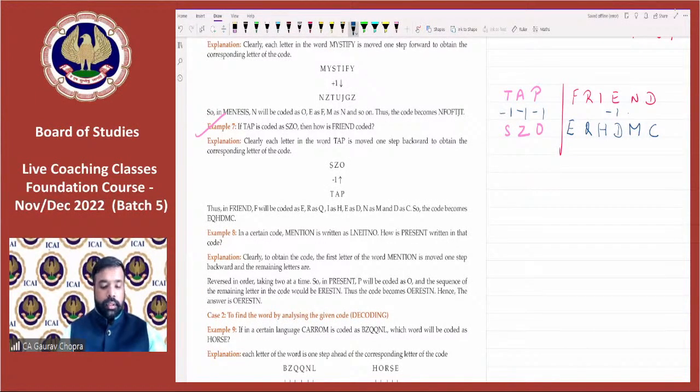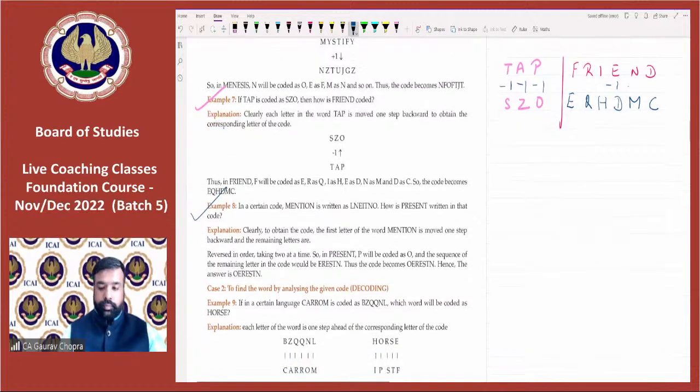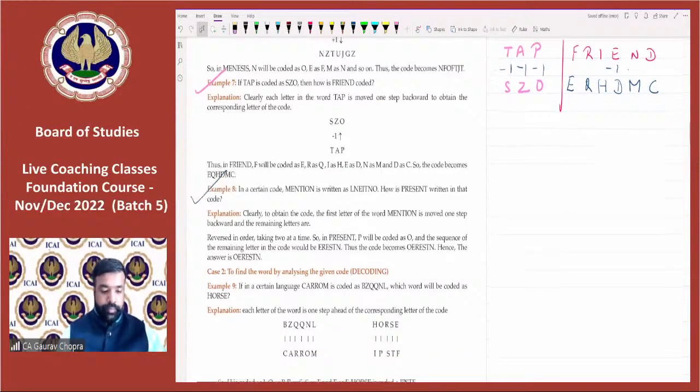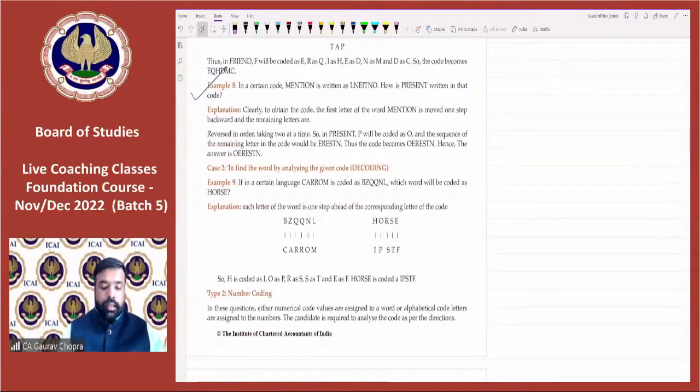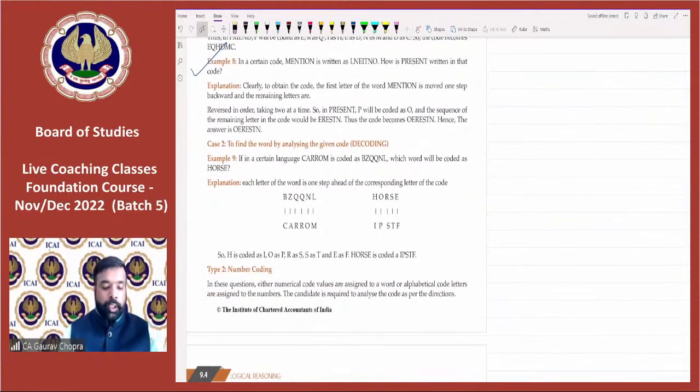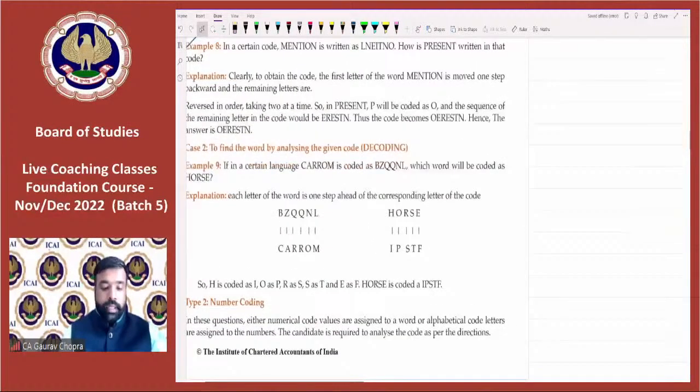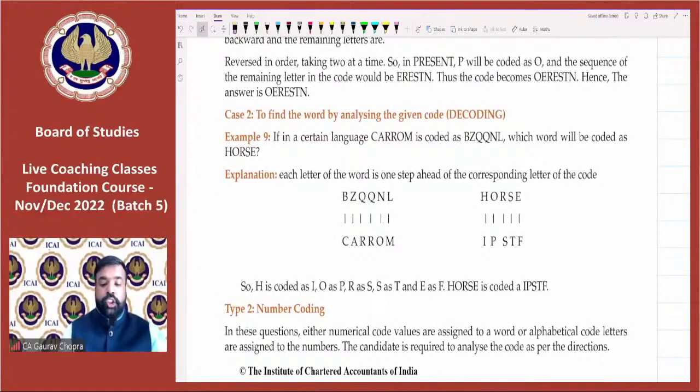All right. So, this is example number 8. Then let's try the next one, the 9th one. If in a certain language, carom is coded as BZQQNL, which word will be coded as horse? This time the question is a bit different.